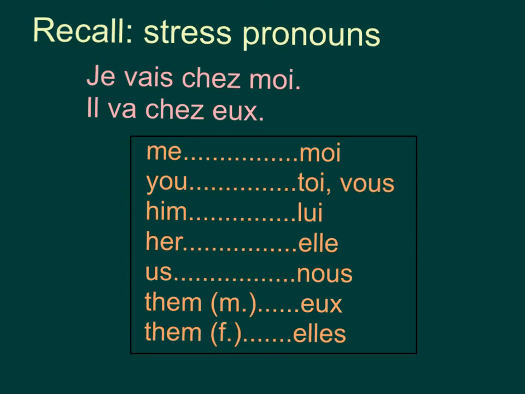If you're talking about me, it's moi. You is toi or vous, depending on the context. Him is lui. Her is elle. Us is nous. Them masculine is eux. And them feminine is elles. Okay, so let's see what that's going to look like.